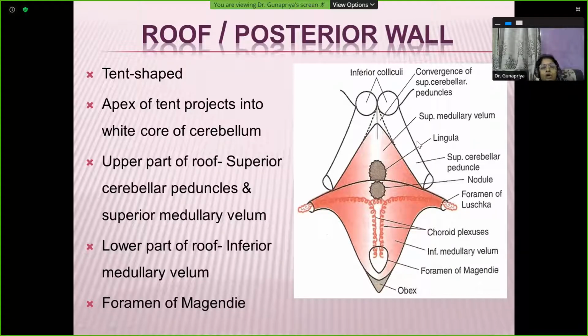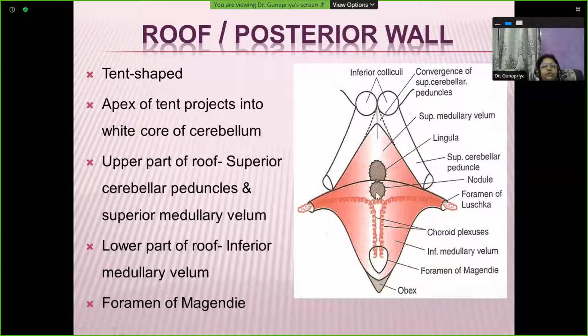This posterior wall, otherwise known as the roof of the fourth ventricle, is tent shaped. It's like a tent. The apex of the tent is this region here. It is projecting into the cerebellum, into the white matter or white core of cerebellum. The upper part of the roof is formed by superior cerebellar peduncles and superior medullary velum. This entire pink colored area is your roof, which forms the posterior wall. Its middle part, the apex of the tent, is projecting into the white core of cerebellum.